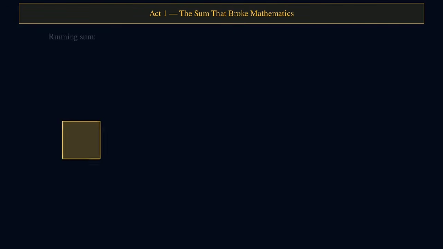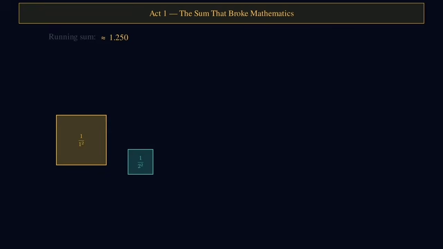Start with the square of area 1. Add the square of area 1/4. The running total is now 1.25. 1/9, now 1.361. 1/16th, 1.424. 1/25th, 1.464. The squares are shrinking fast. The sum is clearly converging. But to what exactly?